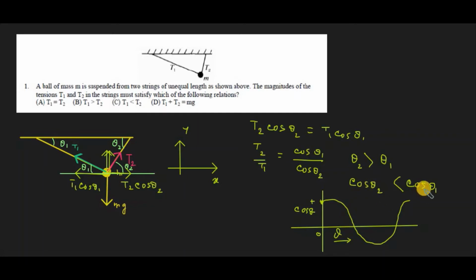So from there we can say that cosine of theta 1 will be higher than cosine of theta 2. So cosine of theta 1 upon cosine of theta 2 should be greater than 1, which means this ratio, T2 upon T1, should be greater than 1, and from there we can say T2 is greater than T1. So the tension in the second string will be more than the tension in the first string. So the option is C.